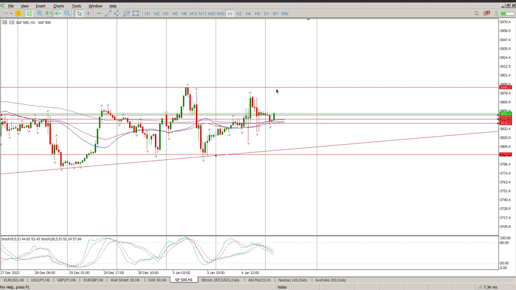But ultimately, I want to see a break of 38.86 before really committing to any longs. And same to the downside, 37.98. Let's just call it 3800. A break and retest of 3800 would commit me to shorts. So that's kind of the structure that I'm looking at on the hour.